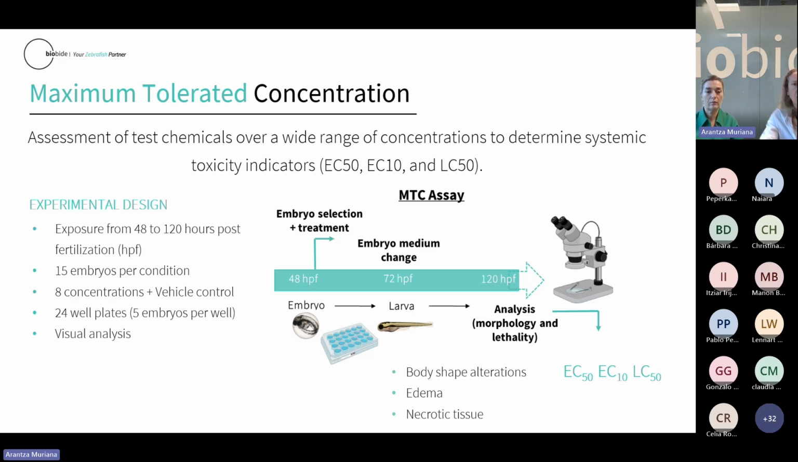And at the end of the assay, at 120 hours post-fertilization, we analyzed the embryos under the scope to detect the morphology and lethality of them. Regarding the morphology, we detected different body shape alterations, different edemas like heart edema or yolk edema, and also necrotic tissues. With all this information, we could establish the EC50, EC10, and LC50 values for each compound.